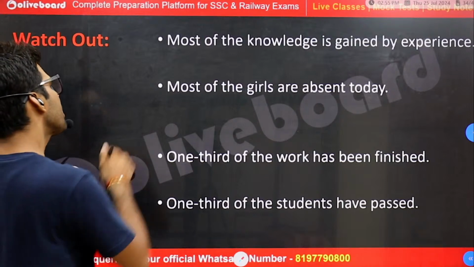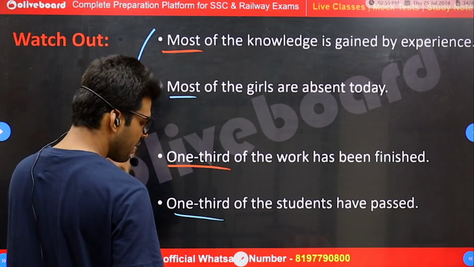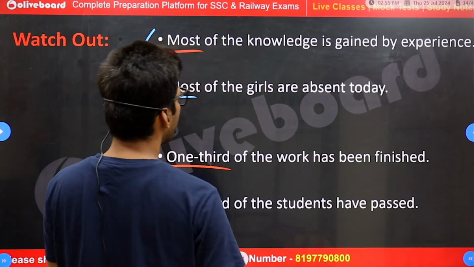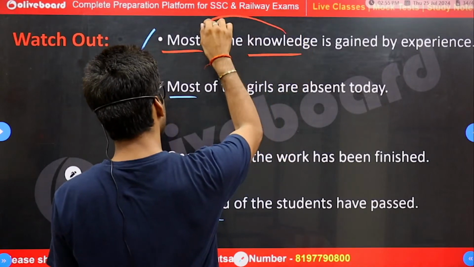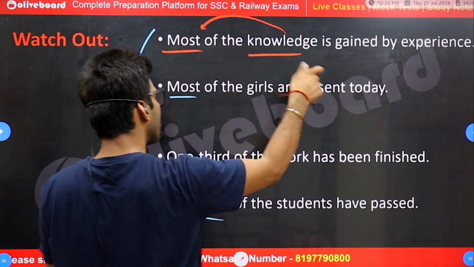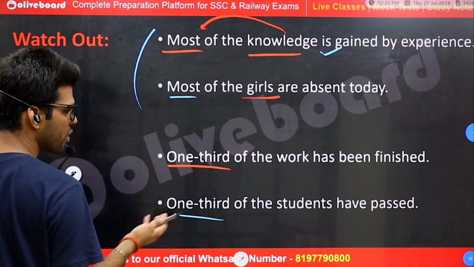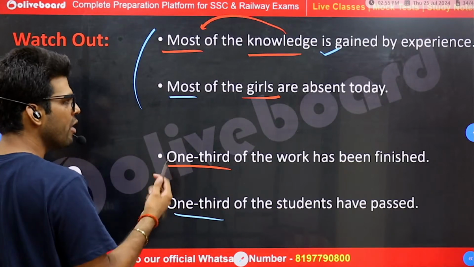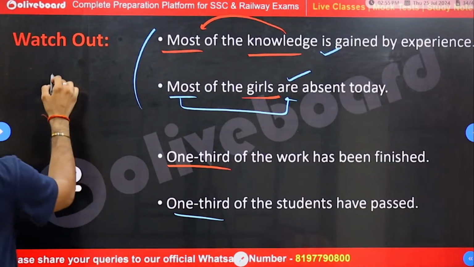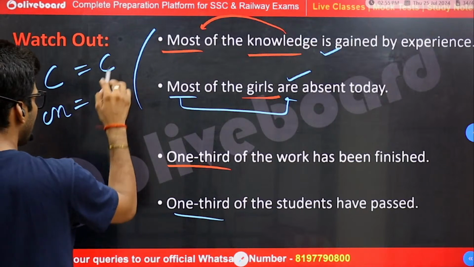Okay. Sometimes the subject remains the same, but it depends upon the fractions of which we are taking into consideration. Like knowledge is uncountable. If I take some of the knowledge, most of the knowledge, it'll still be uncountable: knowledge is gained. But students are countable. If I talk about most of them, some of them, a few of them, many of them, it will still be countable. So the conclusion is: fractions of countable nouns are countable. Fractions of uncountable nouns are uncountable.